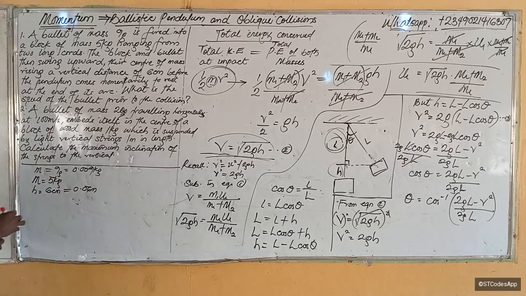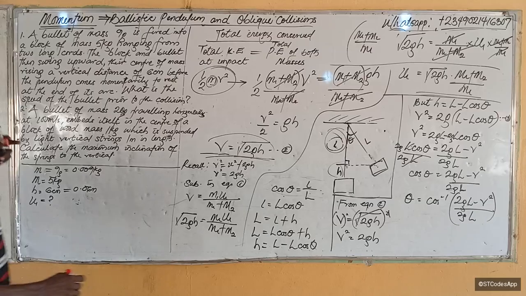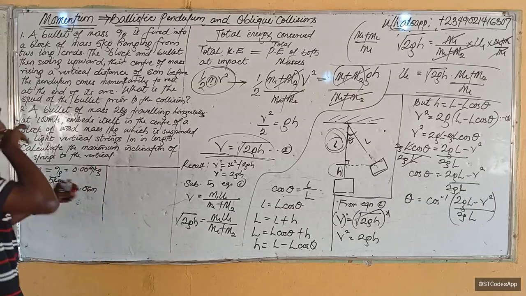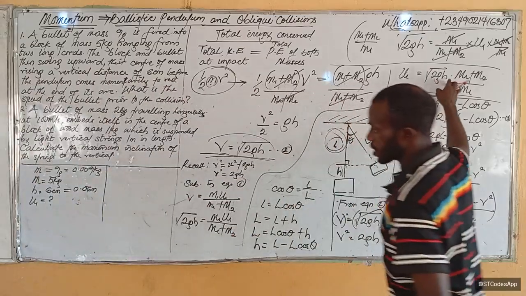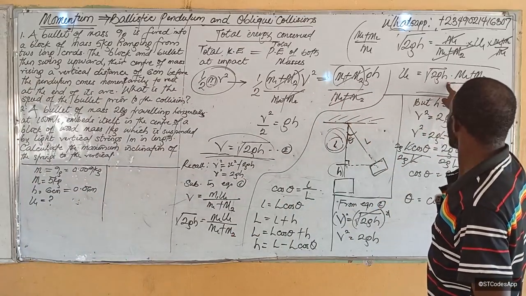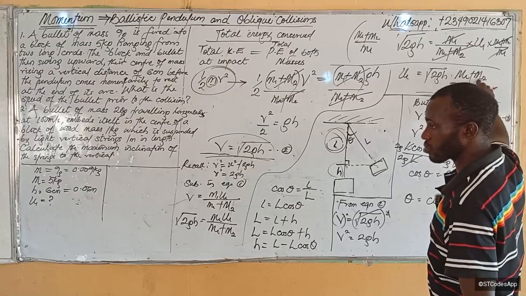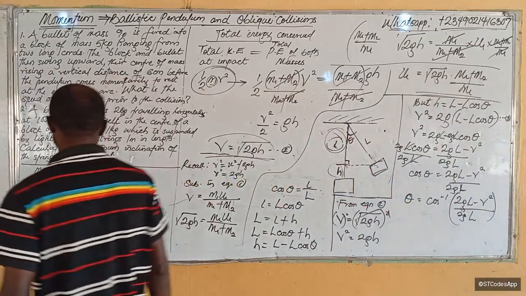Before the pendulum comes momentarily to rest at the end of its arc, what is the speed of the bullet prior to the collision? So we're looking for U1 prior to the collision. That's what we're looking for. So let's see if we have everything that we need first. This is the formula we're using, right? U equals square root of 2GH. We have H, M1, M2. We're good to go.